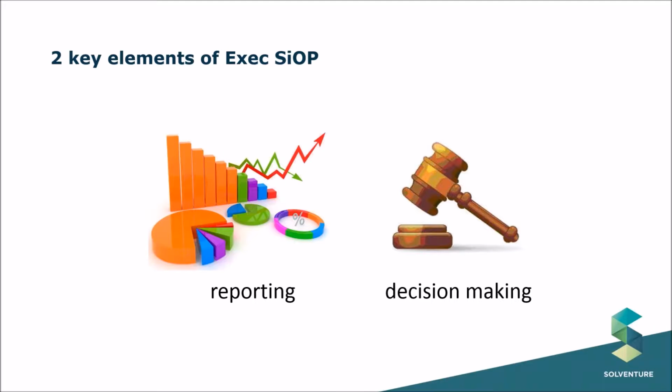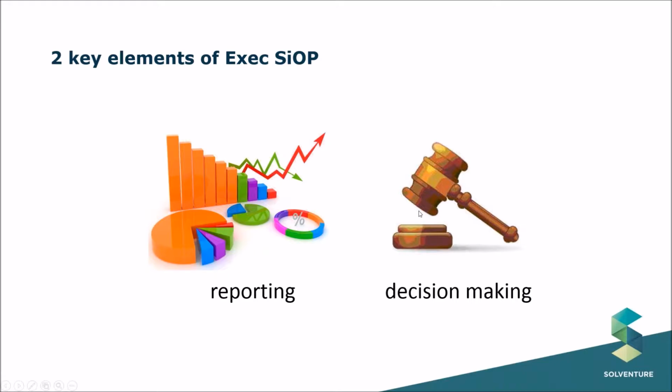So that was it for a short introduction. Key elements of Exec S&OP. We believe that there are two crucial elements. On the one hand, it's about reporting, about the state of the business: where are we today and where are we going? The second is decision making. You need to make sure that your Exec S&OP is more than a reporting meeting. You need to be able to take key decisions while you have your management team around the table, and it needs to be facts-based, so that's where the interaction with the reporting comes from.